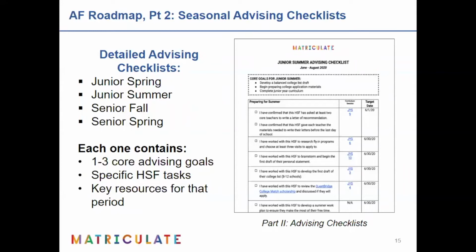After the program cycle overview, the roadmap provides more detailed advising checklists divided by season: junior spring, junior summer, senior fall, and senior spring. Each advising module begins with 2 to 3 core goals for that period, and then outlines important tasks you should complete with each of your students to stay on track for big milestones. The checklists contain important deadlines, links to related curriculum units and resources, and suggested target dates for completion.